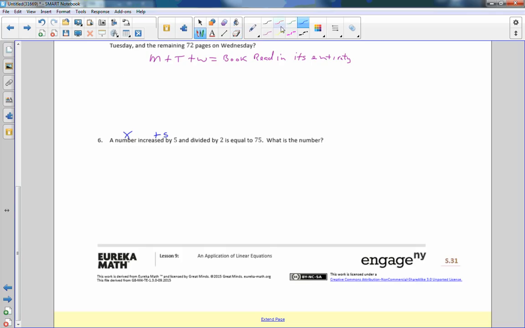Okay, a number increased by 5 and divided by 2 is equal to 75.